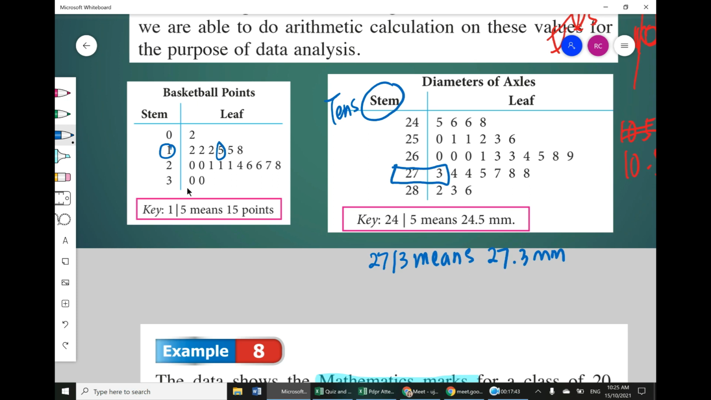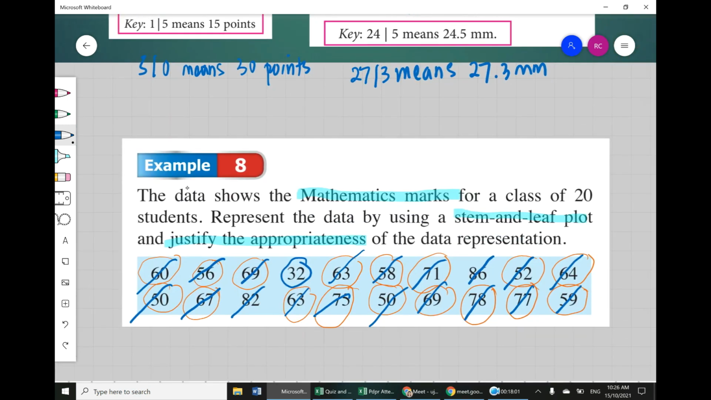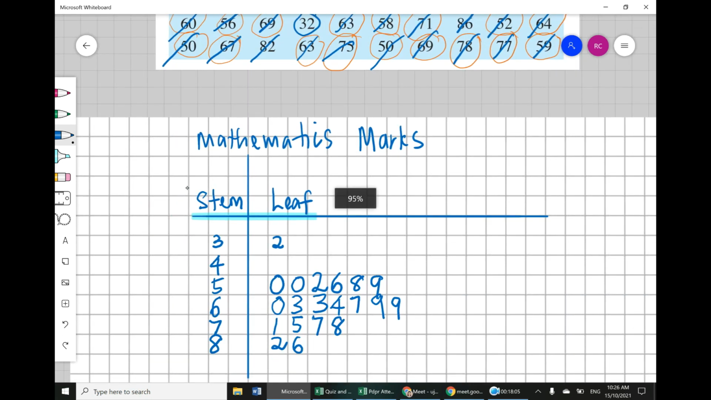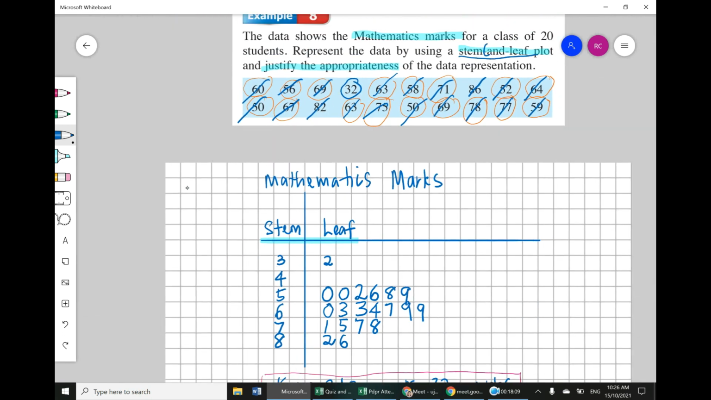You can use other numbers like this also. 30. 3-0 means how many points, class? 30. Yes, 30 points. Very good. So you understand how to get the key now? Yes. Okay, so we have done the first part, that is to represent the data using the stem and leaf plot.